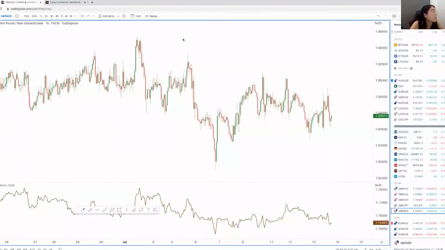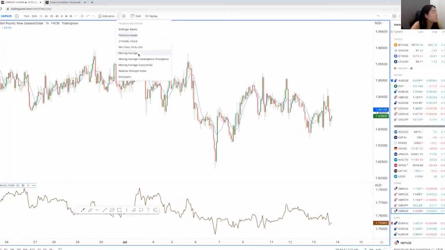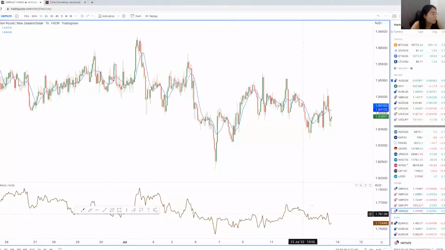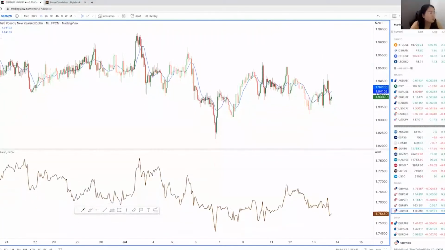Now we're going to pull out a moving average. Why? Because this is our topic for today, so we'll be focusing on the moving average. On this, we'll be pulling out the moving average as well. Why isn't this coming off?